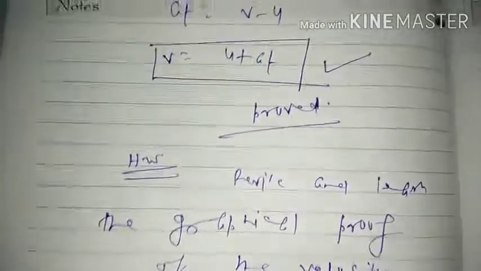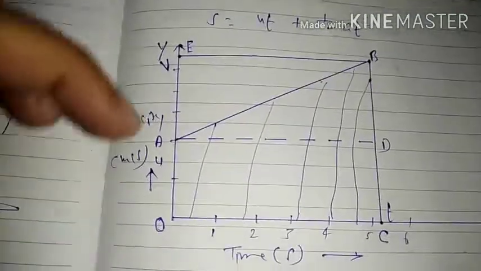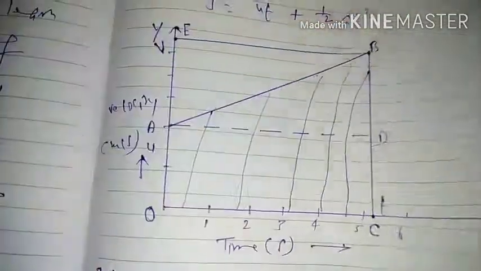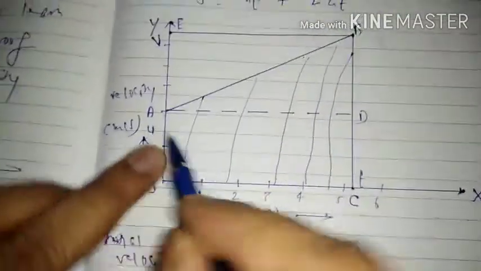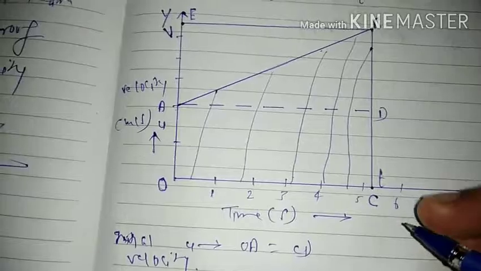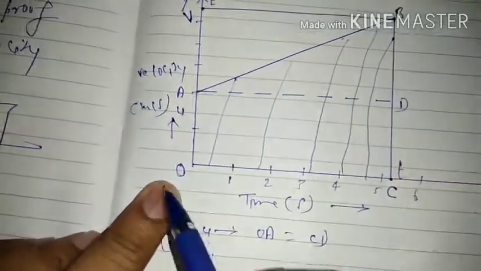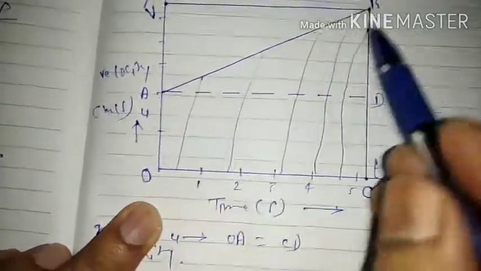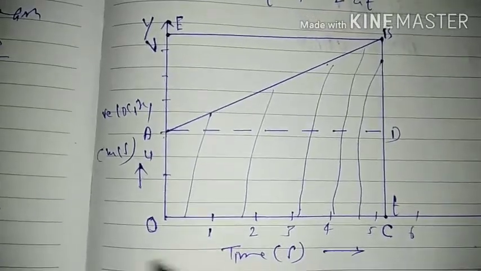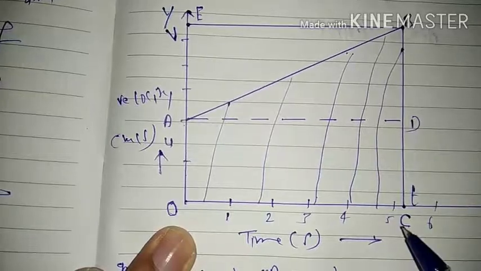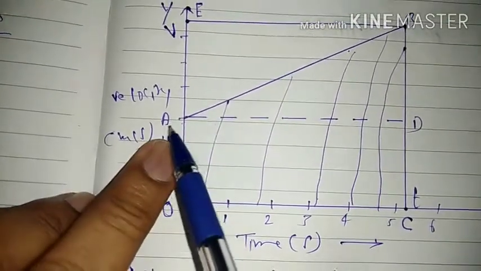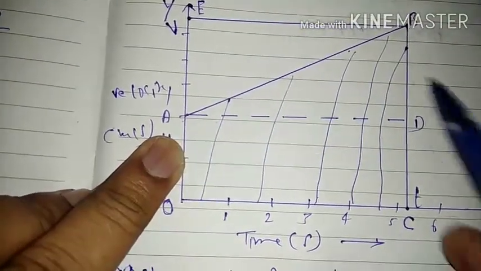How much? Which area? Area OABC. This is equal to area OABC. Now see, this whole area may be divided into two geometrical shapes. See, OABC is equal to the area of rectangle OADC, and this plus area of right angle triangle ADB.